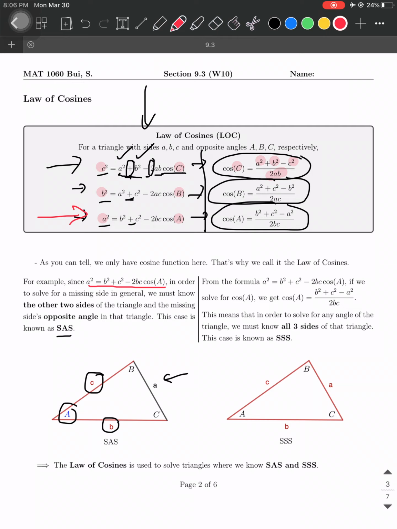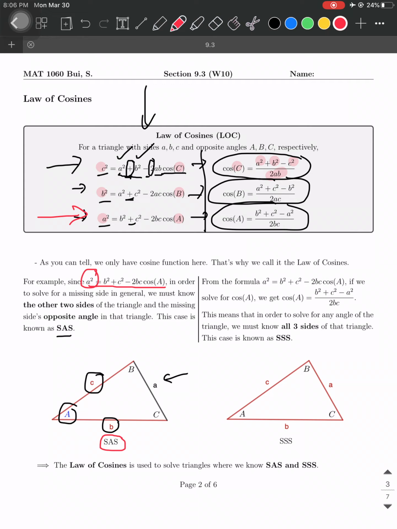We're going to talk about it in more detail when we get to the problems in the examples, okay? But just a heads up, this is only A squared. This is not A. So make sure you take the square root at the end, okay? And because we know side, angle, and side, that's why we call it the case of SAS, side angle side, okay?